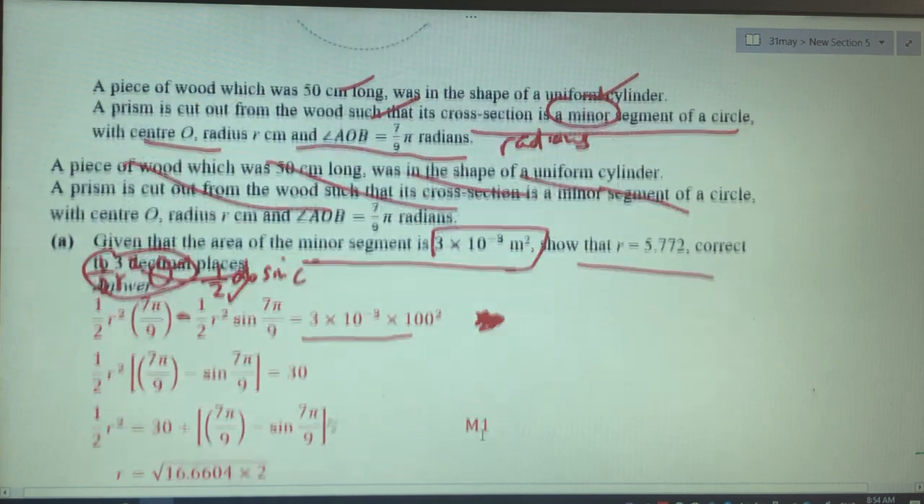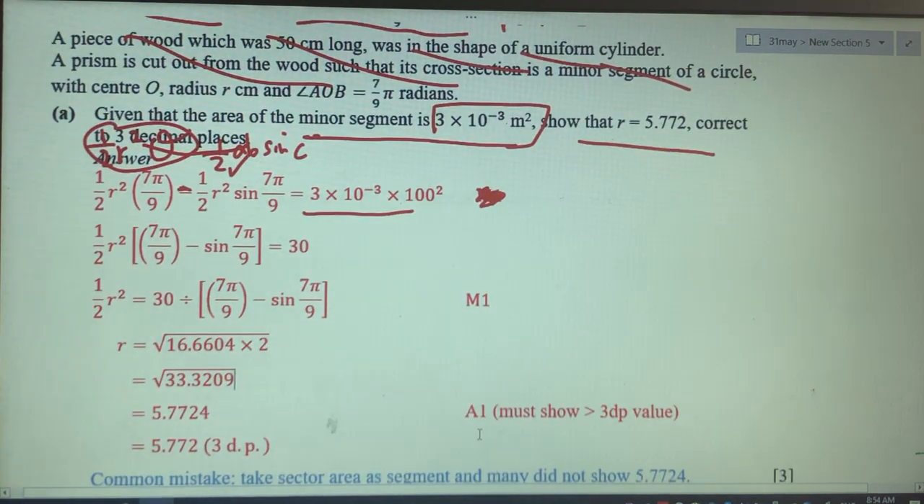Equate it to this, and then I manipulate. Okay, you must try to get the answer. You must try to get this answer, okay? Don't say it's hard, it's very easy. You need to practice, okay?